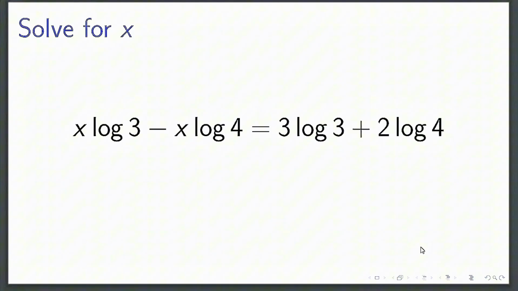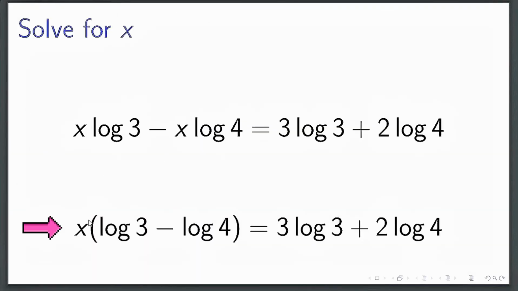Now after that, what am I going to do? I am going to take the x values on the same side. In order to do that, I can subtract the right hand side value on both sides. When I do that, I will get x log of 3 minus x log of 4 will be equal to 3 times log of 3 plus 2 times log of 4. Now we are going to do further, and in order to do that, I will take x as a common factor from the left hand side. When I take x as a common factor, I will get x into log of 3 minus log of 4 will be equal to 3 times log of 3 plus 2 times log of 4.